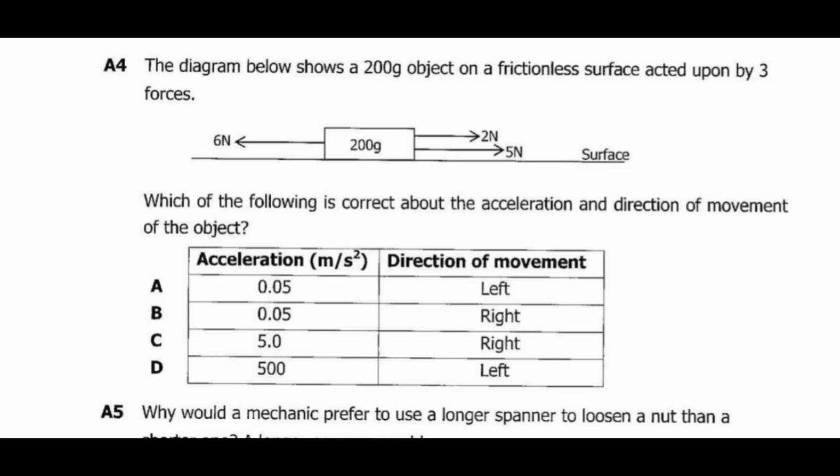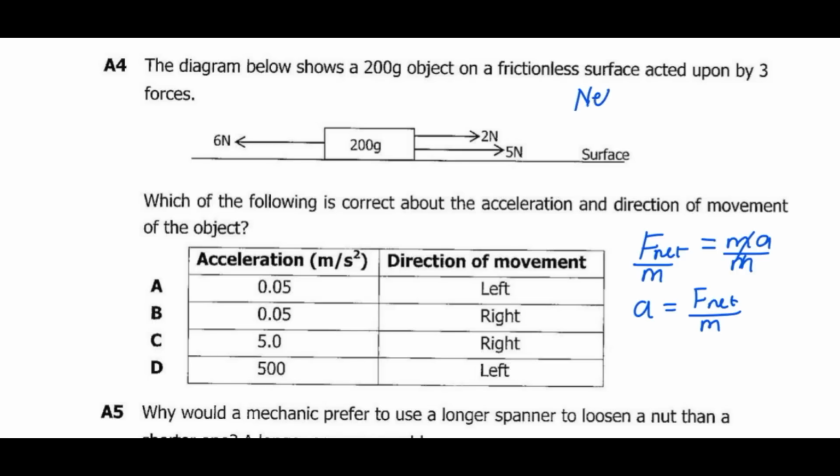So we use the formula from Newton's second law of motion, which is net force is equal to mass multiplied by the acceleration. So to solve for acceleration, we'll divide both sides by mass. So the acceleration will be the net force divided by the mass. Now let's look at how we can find the net force.